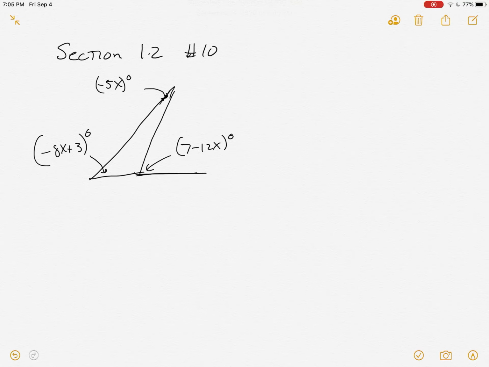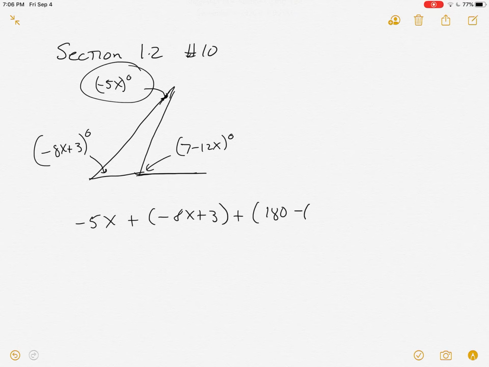So what do we do? We use an old principle that we've known for a long time, that the sum of the angles in the triangle, so we have the negative 5x angle, plus the second angle, negative 8x plus 3, sorry about the crazy 8 there, and then plus, now this other angle right here is not 7 minus 12x, but it's 180 minus, and be really careful here, 7 minus 12x, that entire subtraction, is equal to 180. That's how I would do it. We have to get this other angle, but we know it's 180 degrees minus the other one because they form a straight angle.